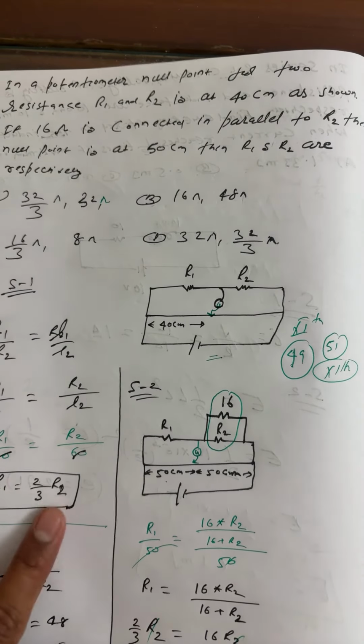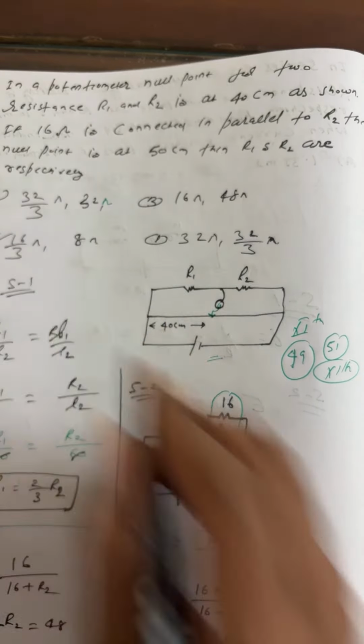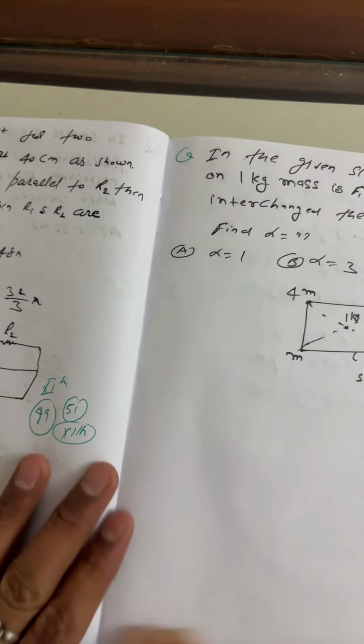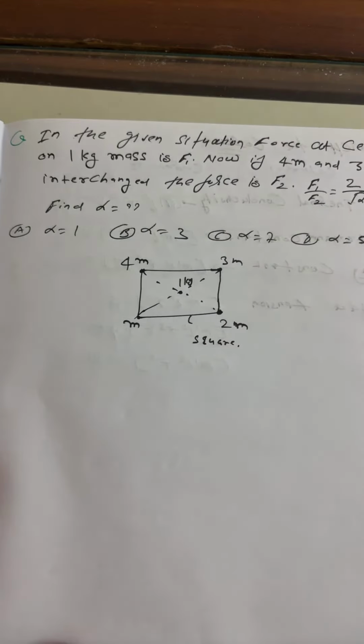Then you can put the value over here. So R1 will be 16 by 3. Hence option number C is correct. Now students, just move to the next.